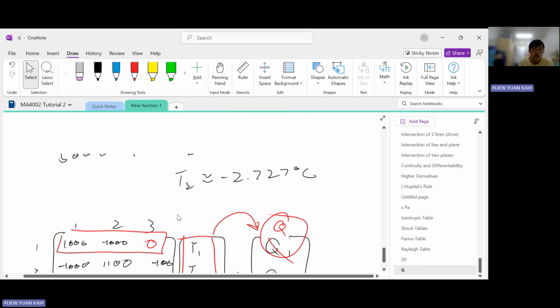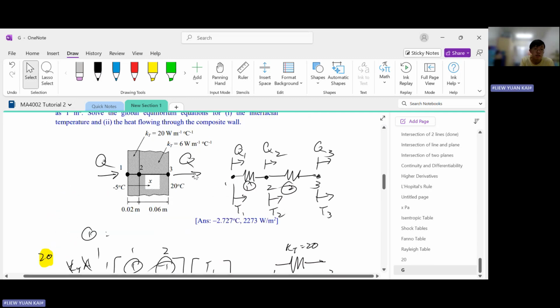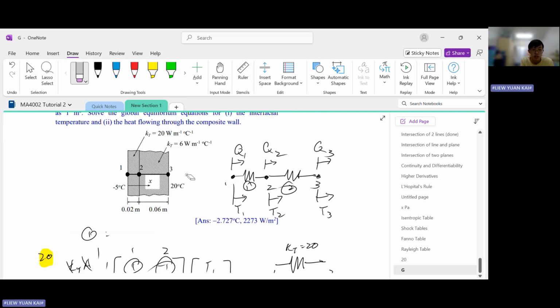It's because here we assume heat travels to the right. But is that true? You can take a look. Look at the temperature between -5 and 20. Which was the higher temperature? 20 is the higher temperature, right?